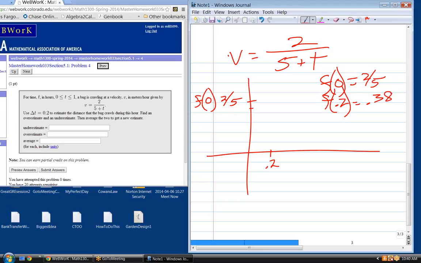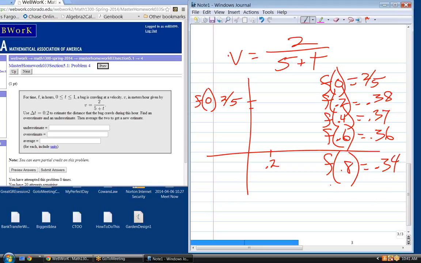So then 0.4 is 0.37. 0.36. No, 0.6? Oh, really? It slows down at a very slow pace. And then 0.8 is 0.34. And then 1. We're going to need that for the left-hand end method. And this is 2/6. How much? 2/6. Oh, 0.33, right? Yeah.